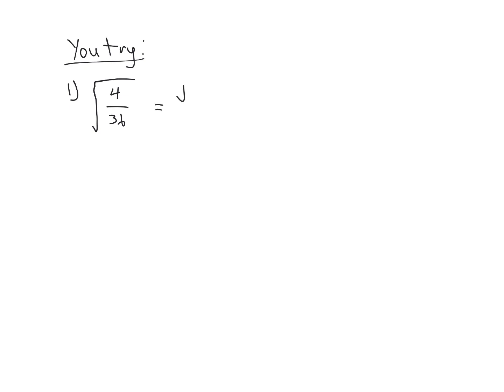So hopefully you saw it as square root of 4 over square root of 36. Square root of 4 is 2. Square root of 36 is 6. And then I can reduce that fraction, 2 over 6. I can divide top and bottom by 2, and I'm left with 1/3. So 2 over 6 is 1/3.